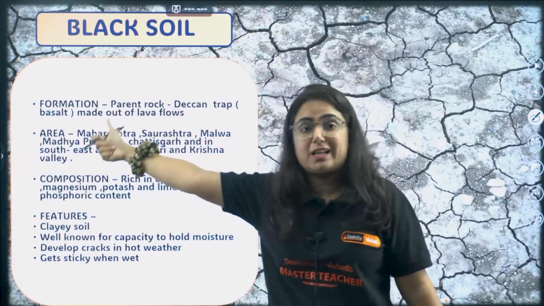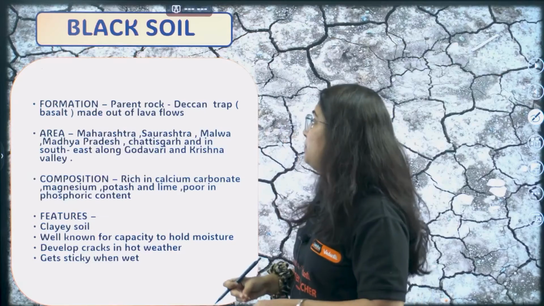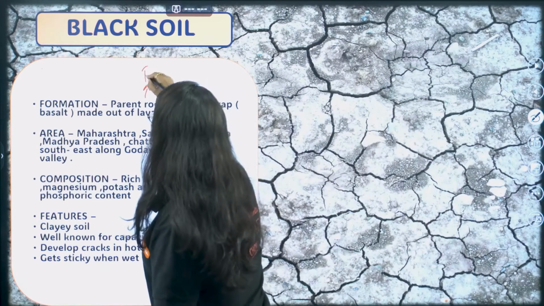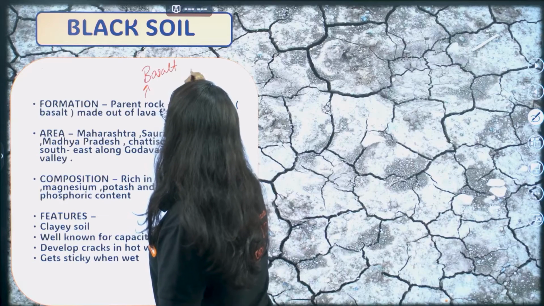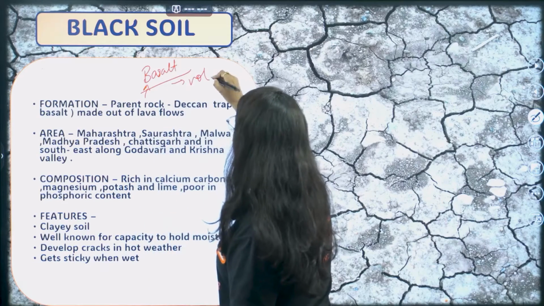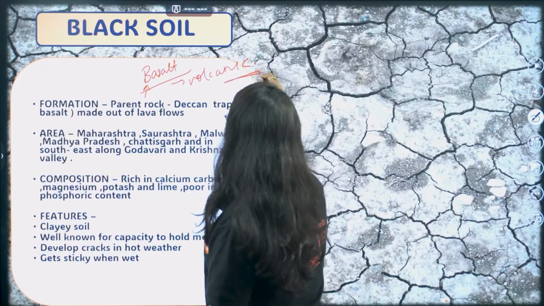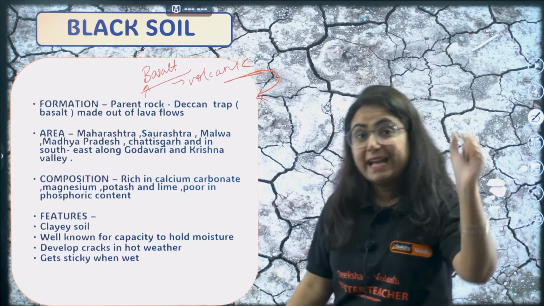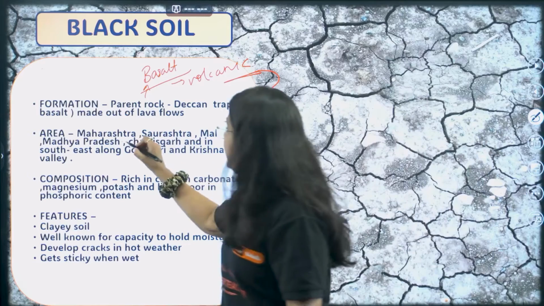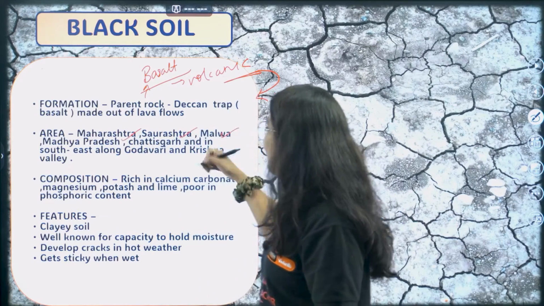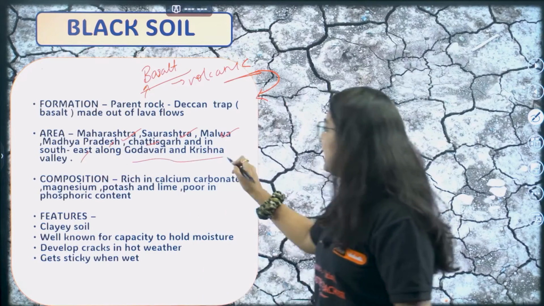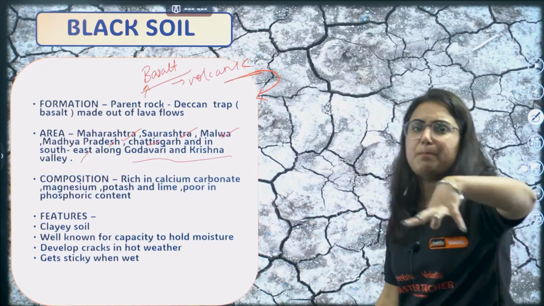Crops: wheat, paddy, sugarcane, cereals and pulses. Next one in the list is black soil. Why is it black? Because it is the result of the formation from the parent rock, that is basalt rock, which came out due to the volcanic eruption in that region. And this volcanic eruption led to the formation of the Deccan Trap here. Areas: Maharashtra, Saurashtra, Malwa, that is in Madhya Pradesh, Chhattisgarh, the southeast region like the Godavari and Krishna belt, some parts of Andhra Pradesh.